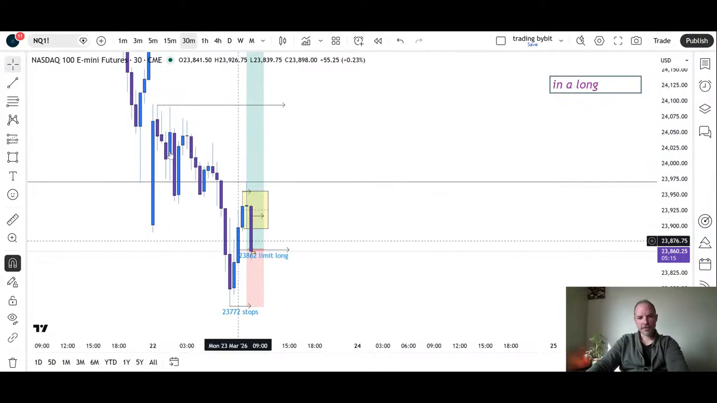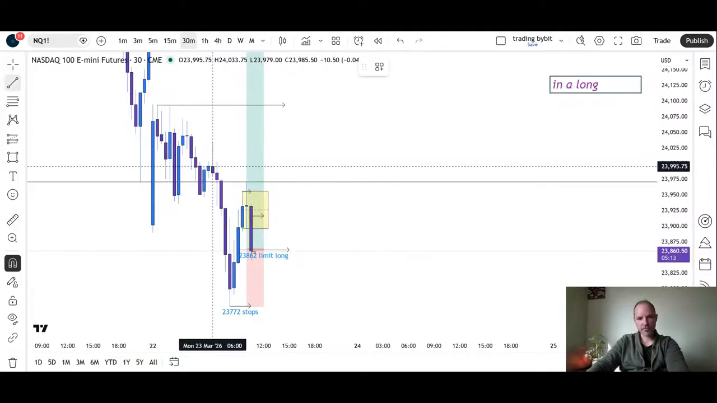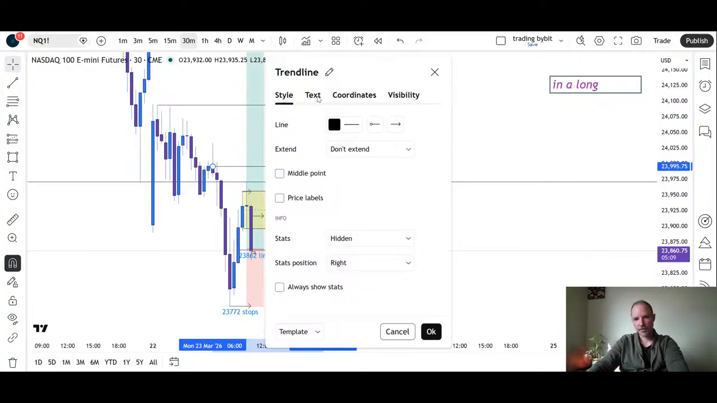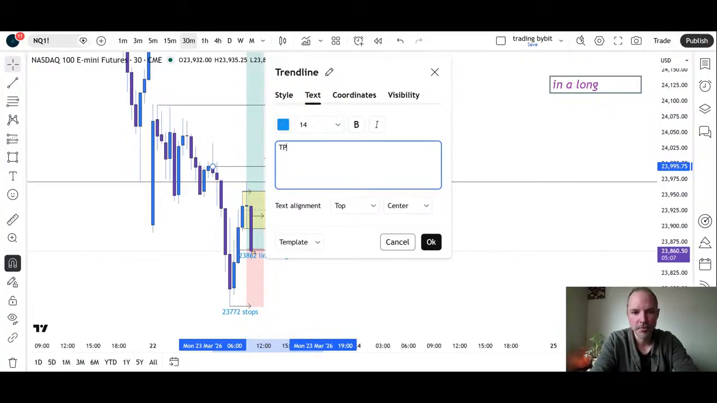So if you want to have this structure shift, actually first TP could be right here if you want to. So this should be TP1 if you want to take a small partial, or put your stop at break even at this point. TP1 at 23,995.